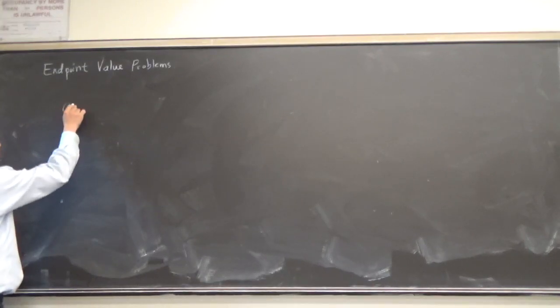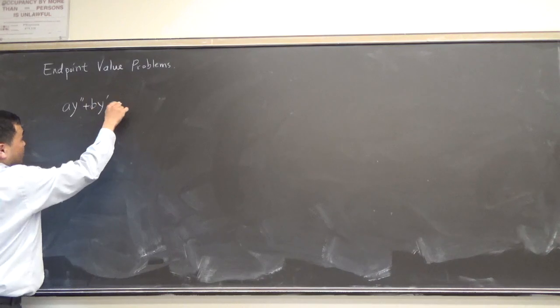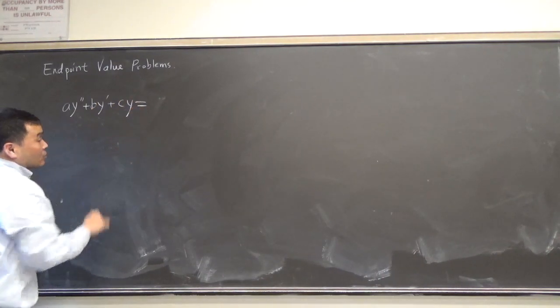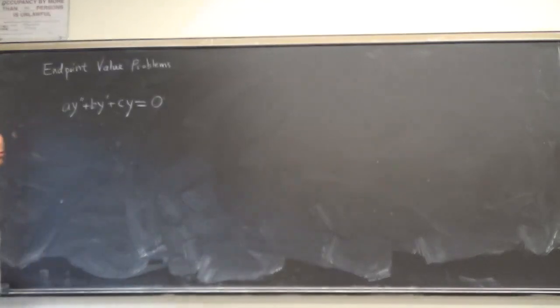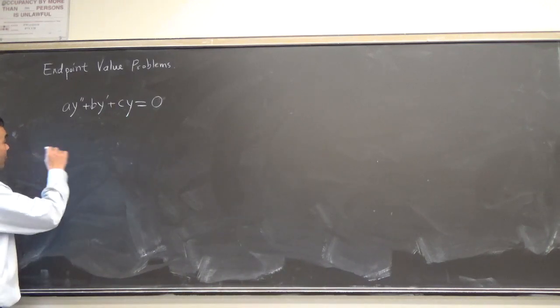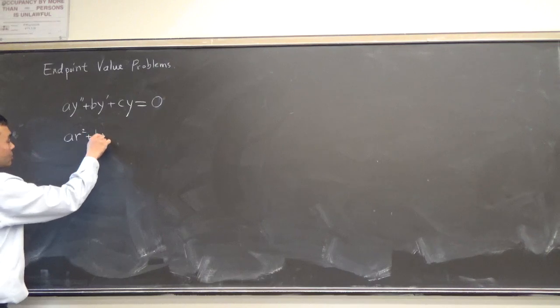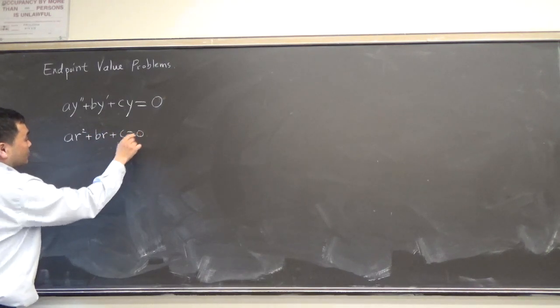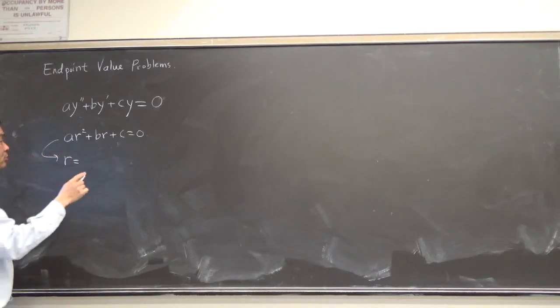If you have a constant coefficient linear homogeneous differential equation like this one, how do you solve this? You first write down the characteristic equation. Then you solve this using either factoring or the quadratic formula.